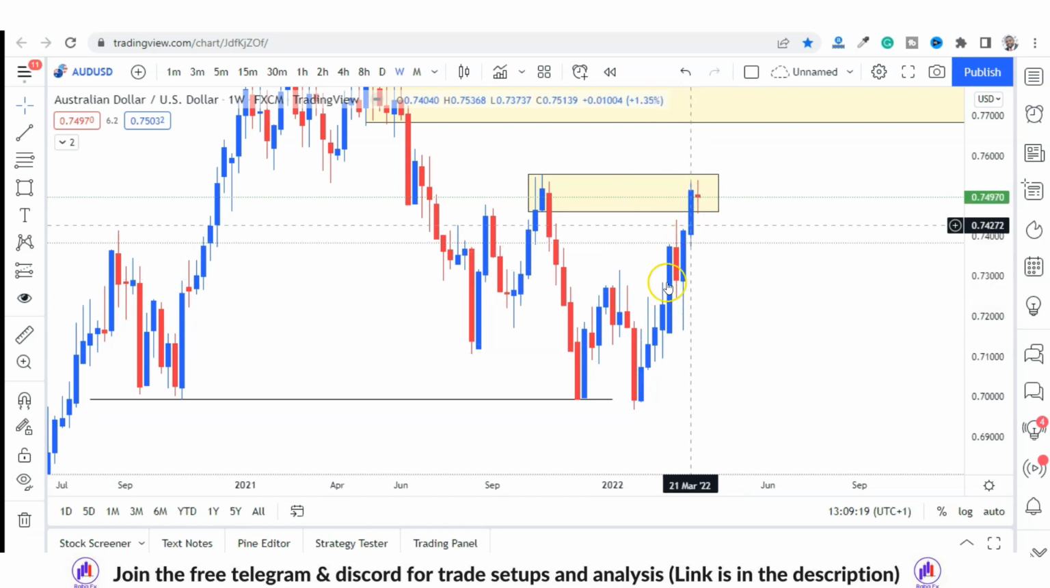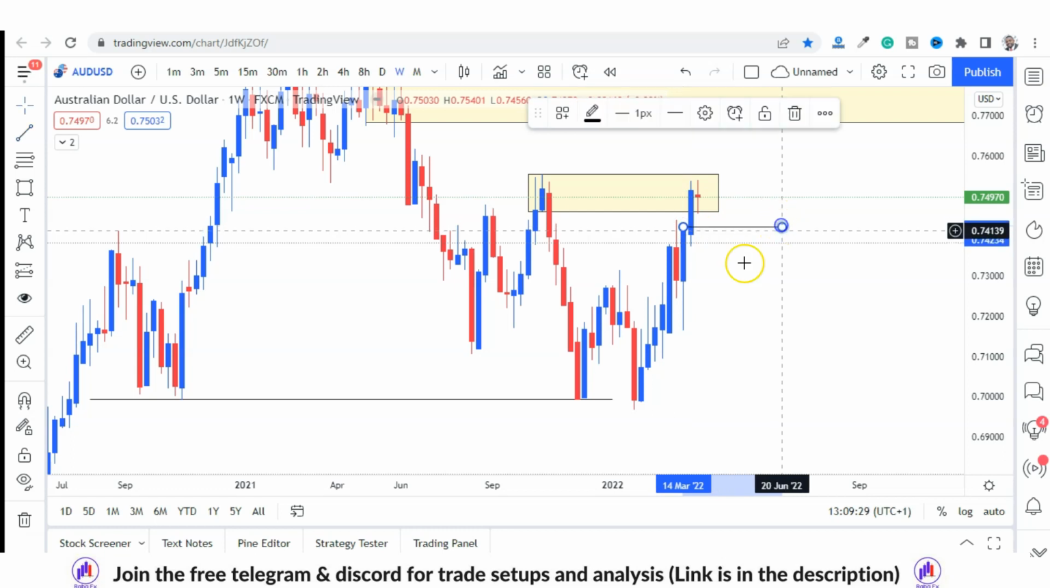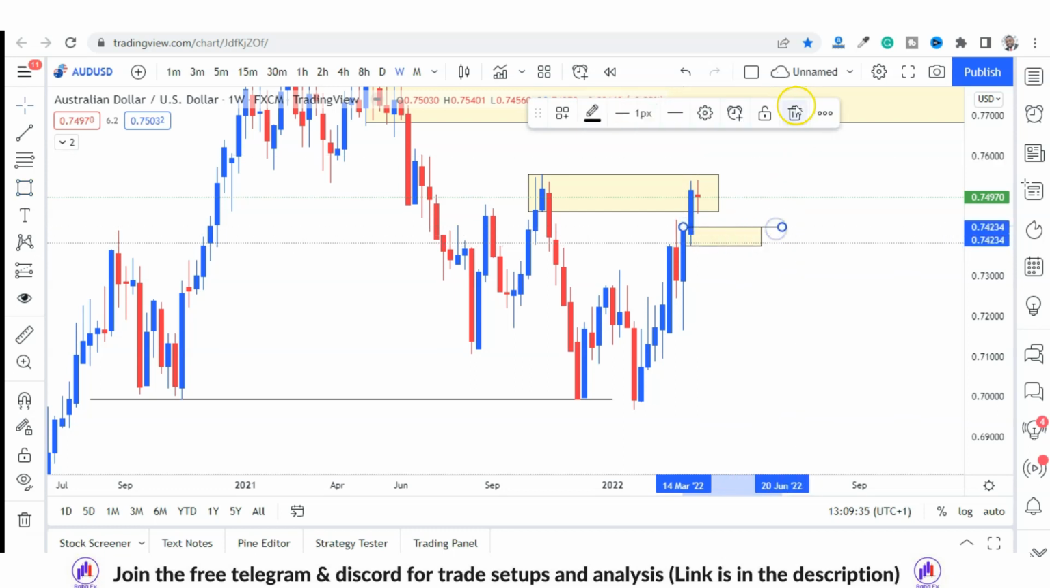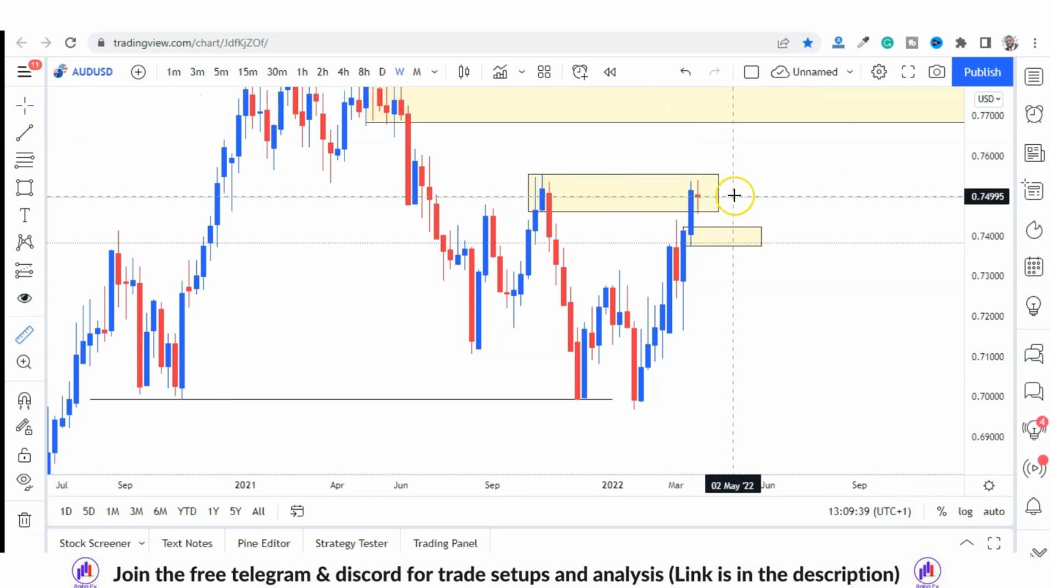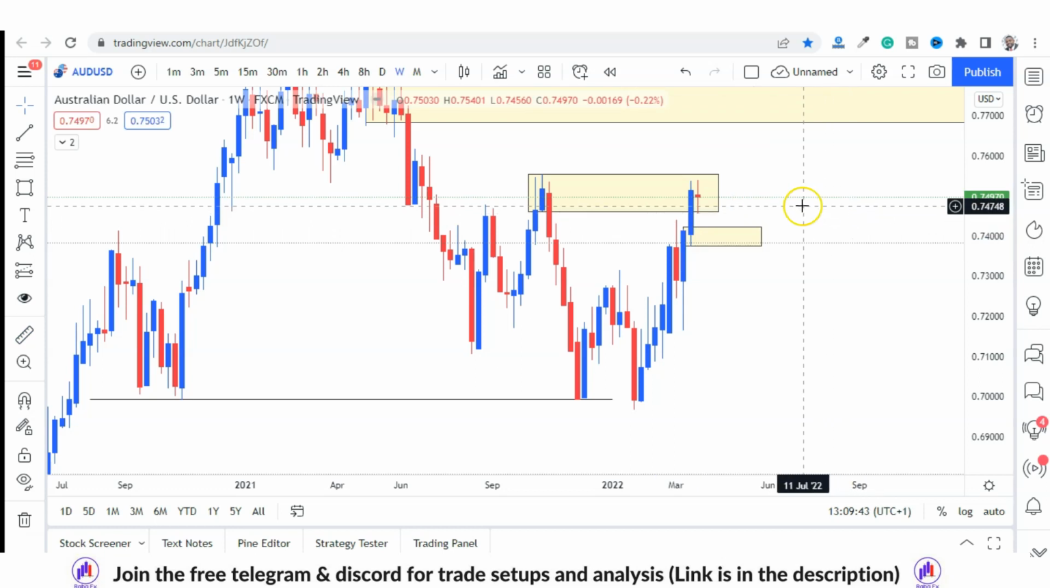Not that clear from the weekly. Okay, I can see a fair value gap here, probably to fill up this fair value gap. First target, yeah. So I might be trading off this hidden base, weekly hidden base, yeah. Okay, so we can expect the market to drop from here to here, around 70 something pips.